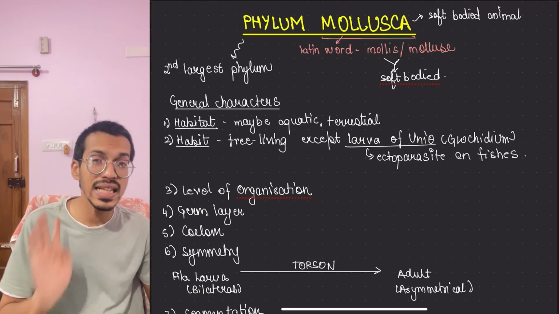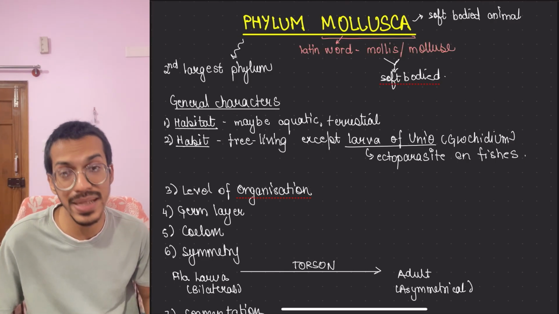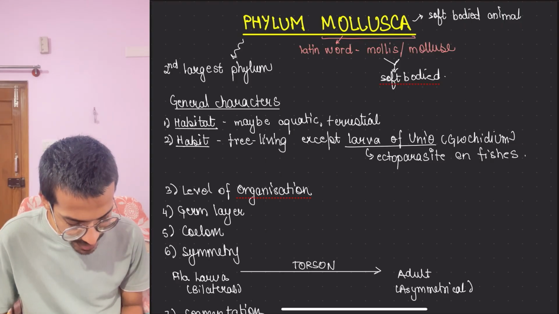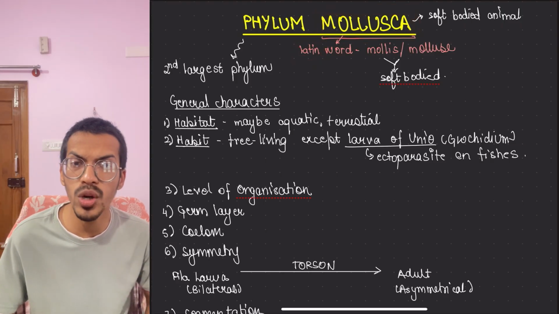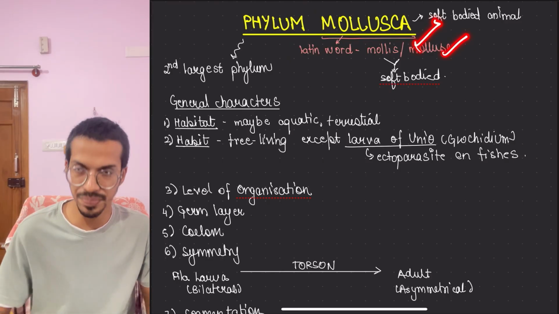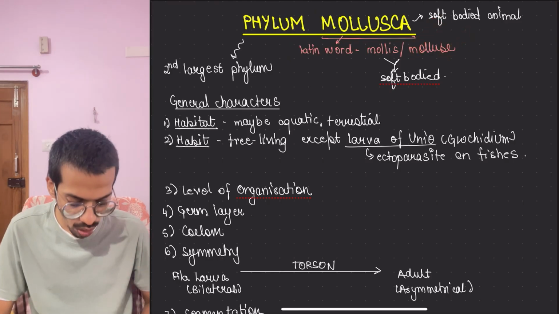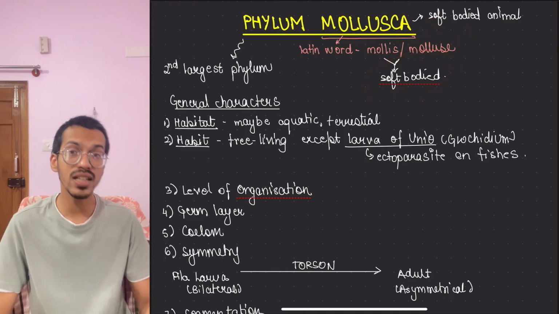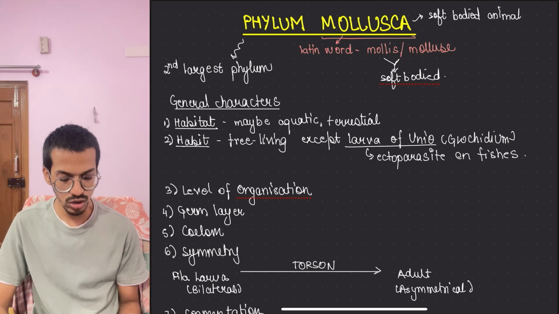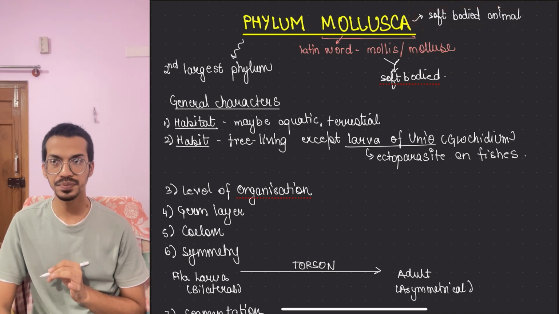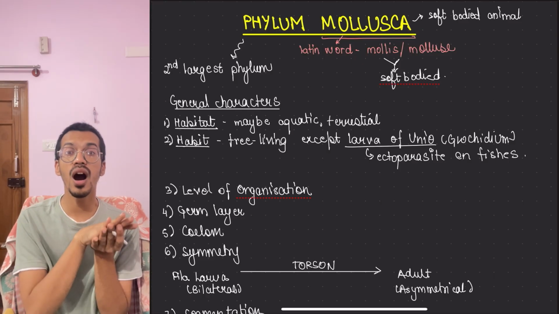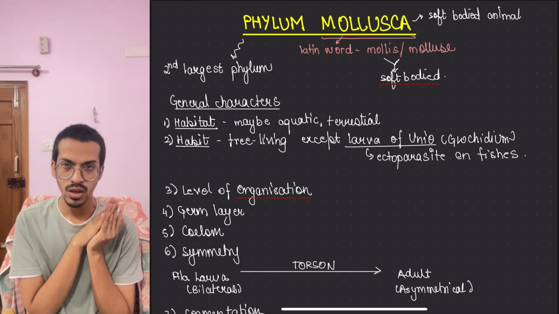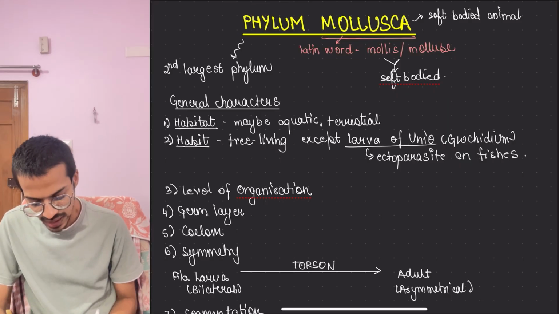Mollusca is the second largest phylum in the animal kingdom. This word is taken from the Latin word mollis or mollus, which basically means soft-bodied. So molluscs are those animals whose body is soft, and to protect themselves, they often have a hard shell on their body. So this is the second largest phylum.